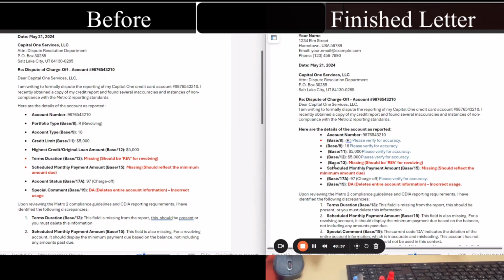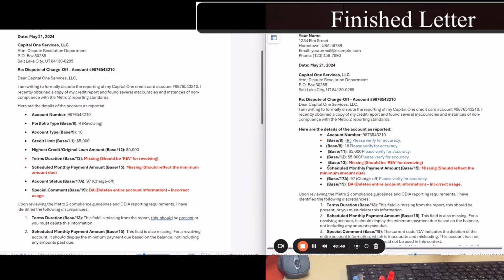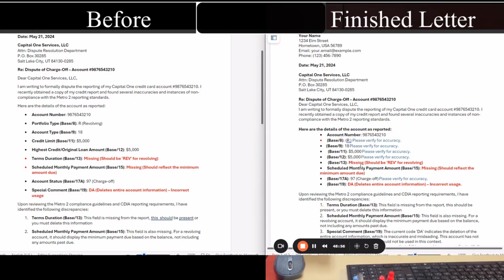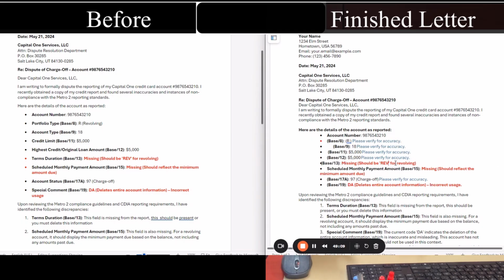And right here, where we're actually finding discrepancies to dispute, base segment field 13, which is the terms duration, is missing. Where we have base segment character field 13, the whole field is missing. So we're going to put, missing, please remove inaccurate reporting. Then with base segment field 15, which is the scheduled monthly payment amount, that is missing. It should reflect the minimum balance. And of course we want to call them on that. We're calling them on every single field. As you can see, we're just doing it in a different way.